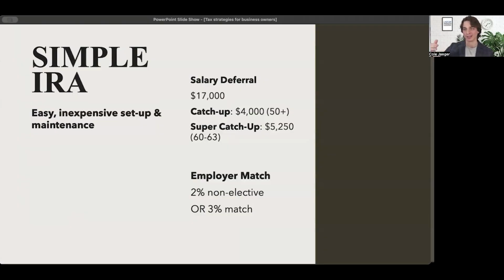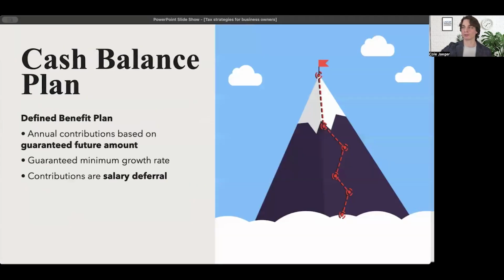And the limits are less than that of a 401k, just 17K and a 4K catch-up. Additionally, the two employer match options are fixed for you, so it doesn't allow for the flexibility of a 401k in this way, but it is easier to operate if that's something that you're looking for.